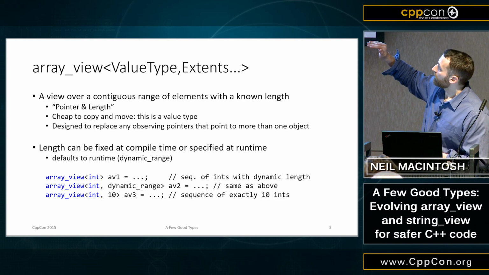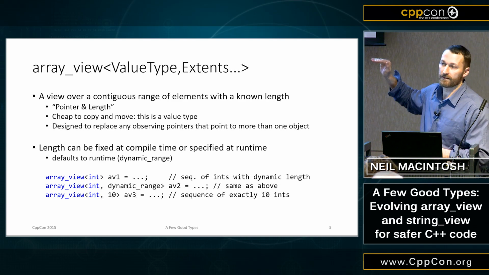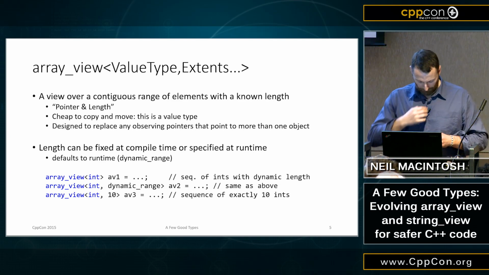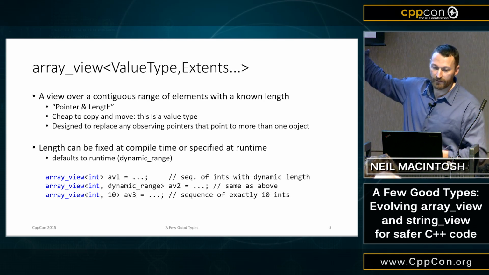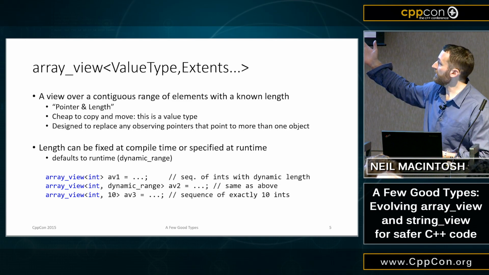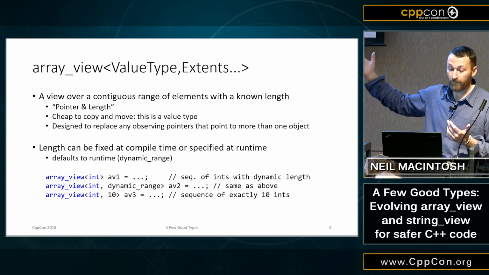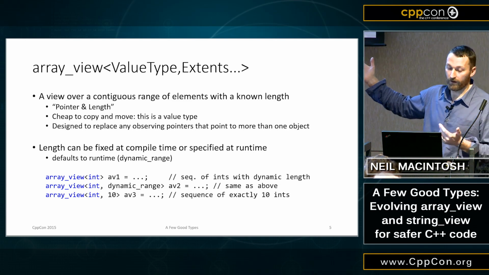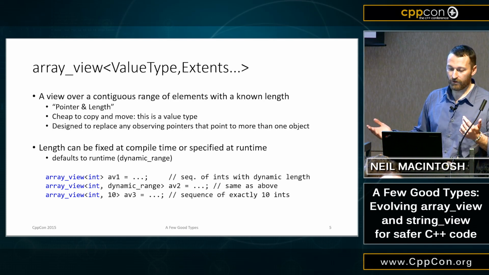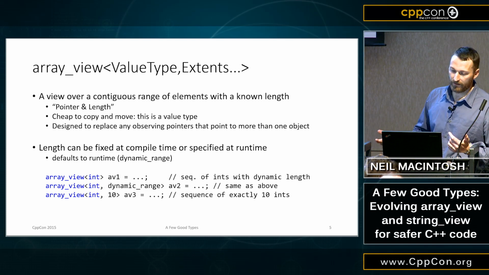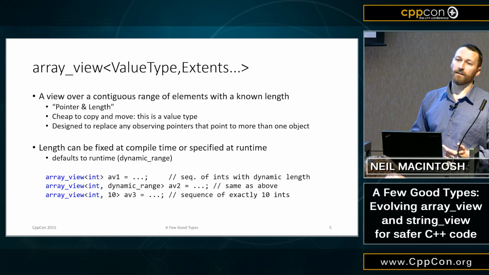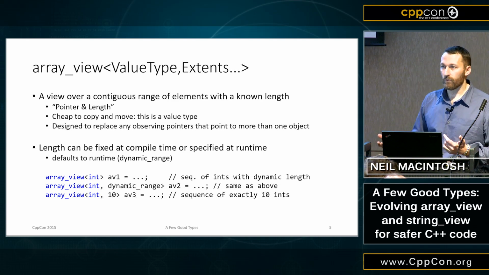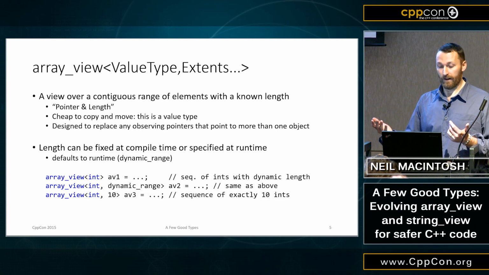Array views can have a fixed size, or they can have a dynamic size that's specified at runtime. My microphone's a bit dodgy, sorry. So the first example here is an array view with a dynamic size. It's just an array view with some number of integers, and you can ask AV1 for its length, and it'll tell you how many integers you can see in it. The second example there, AV2, is saying exactly the same thing as AV1, just a little bit more explicitly because it filled in the default argument with the default value.